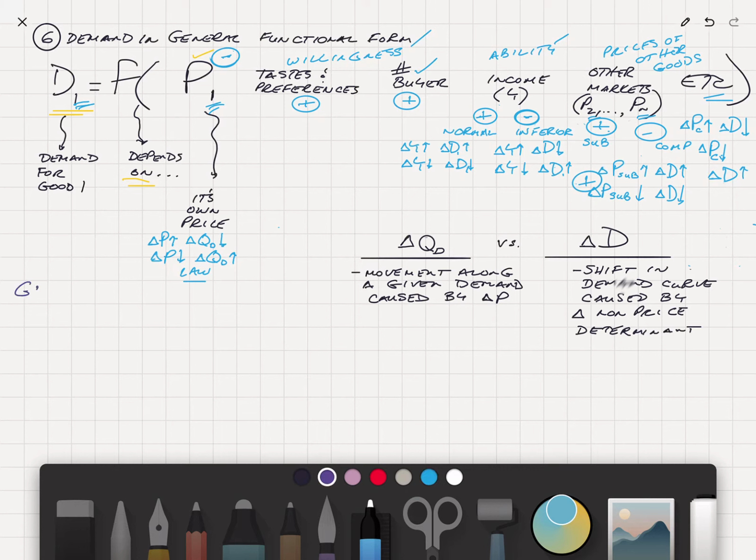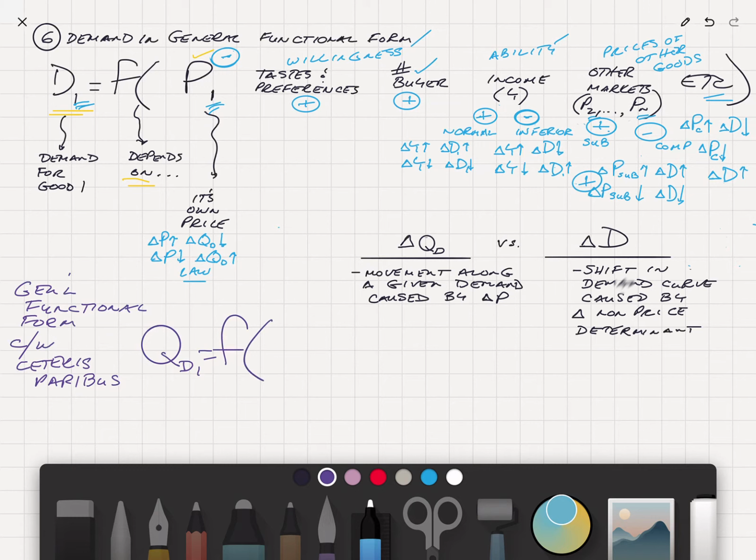We go general functional form, complete with our friend ceteris paribus. When we do that, this equation becomes this. The quantity demanded of good 1 is a function of its price, and other things too.